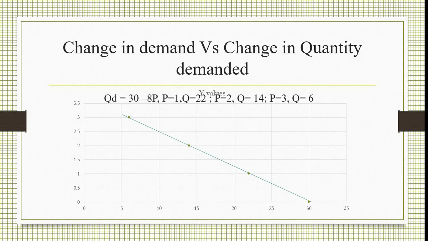So this graph is just showing a change along the curve. With a change in quantity demanded, we see that there's a change along the curve. There's no shift, only a change along the curve. You can see that we are moving down as the price keeps decreasing. That is the change in quantity demanded. Now let's look at change in demand.